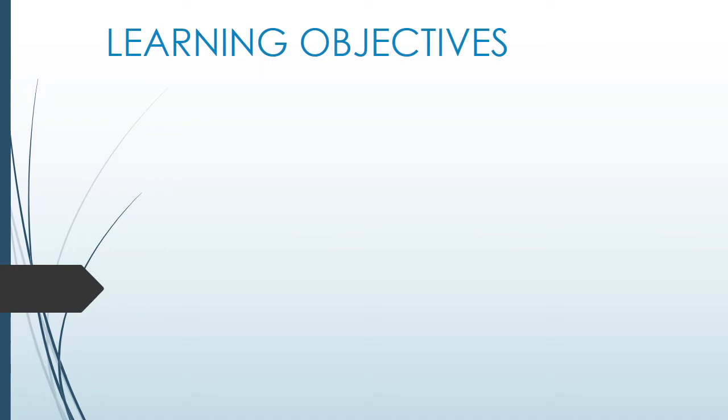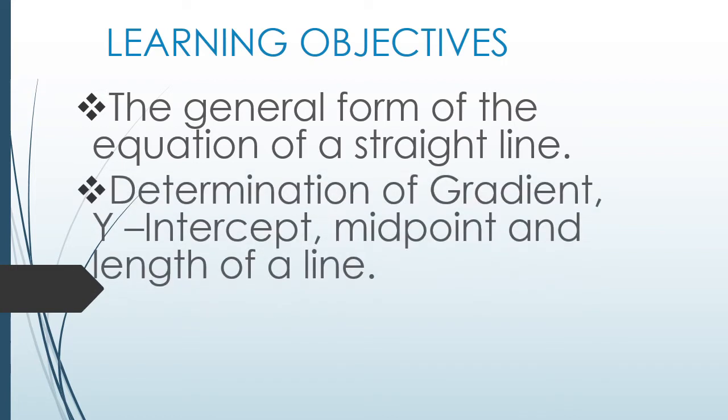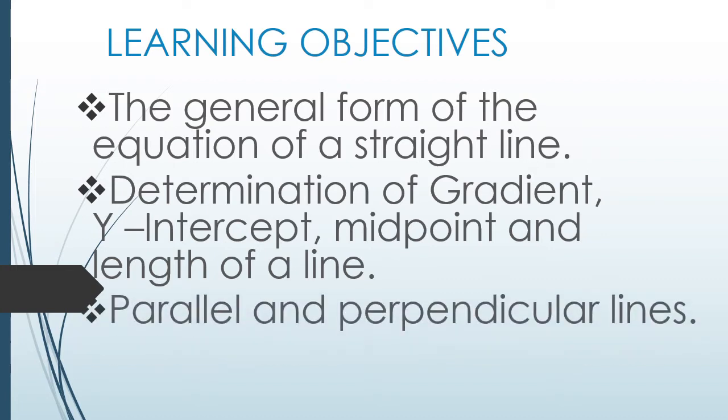Our learning objectives for today's lesson will be to understand the general form of the equation of a straight line. We are also going to see how we can determine the gradient, the y-intercept, the midpoint, and the length of a given line segment. And finally, we are going to see the relationship between the gradients of parallel and perpendicular lines.